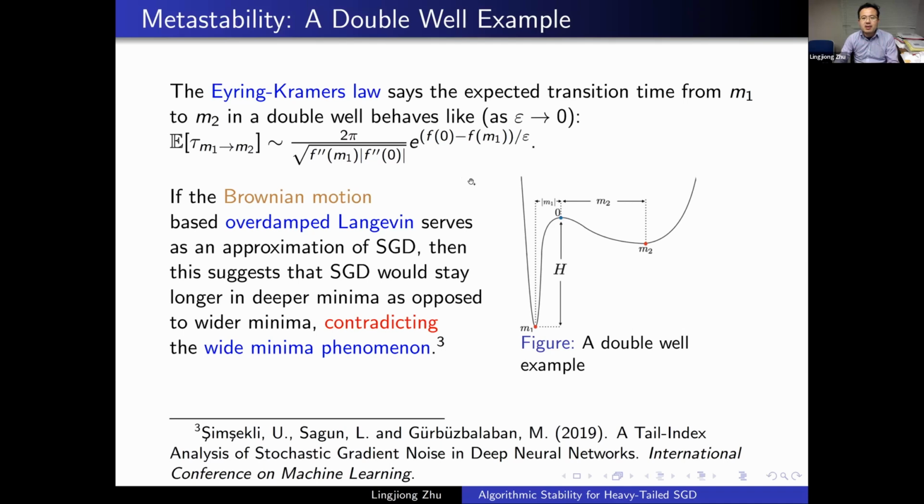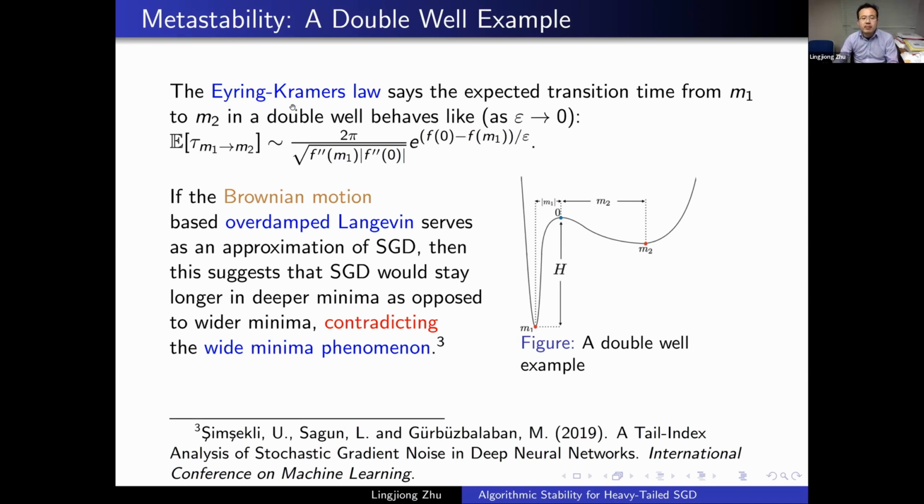The idea is that, let's say you look at a double well, which can be generalized to a multi-well situation. You have two local minima, M1 and M2, and you ask: on average, how long would it take to go from M1 to M2? The leading order term turns out to be exponential, and that exponent can be computed using some large deviation theory, like Freidlin-Wentzell type large deviation theory.